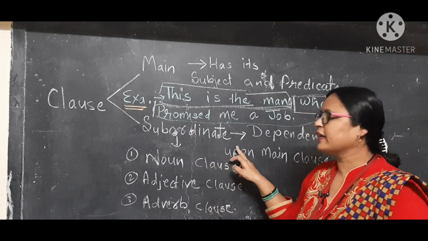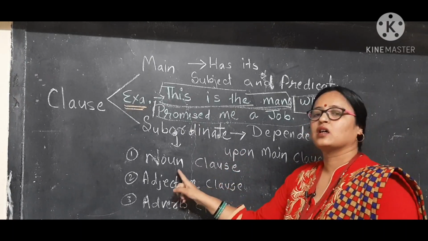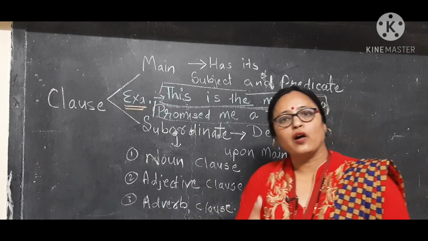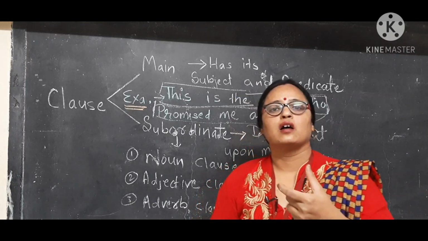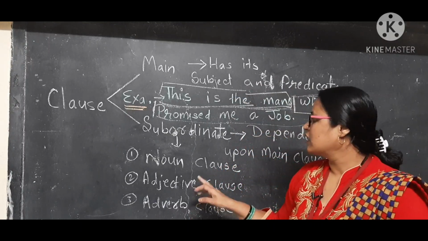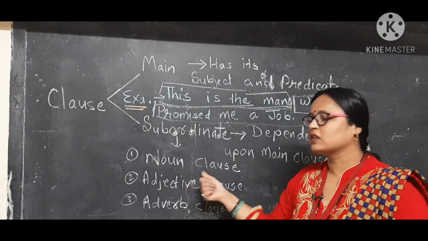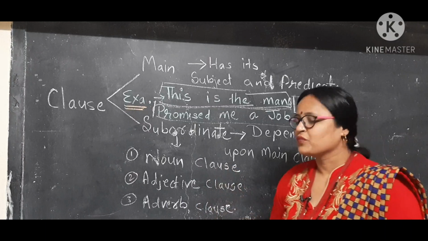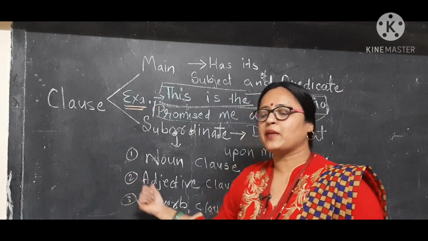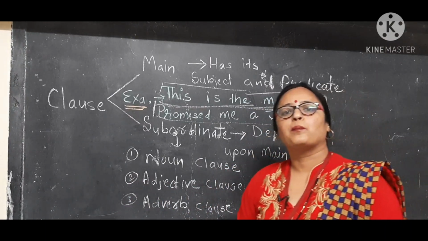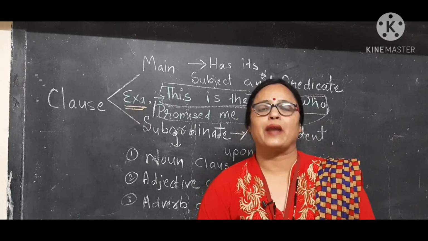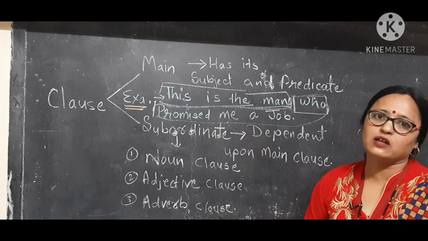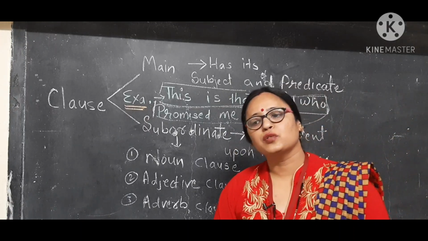The types of subordinate clause are as follows: noun clause, adjective clause and adverb clause. According to their function in the sentence, they are classified as noun clause, adjective clause and adverb clause. We will talk about these types of clauses later on, but before that you should practice identifying the main clause and subordinate clause, and I hope now you can do it.